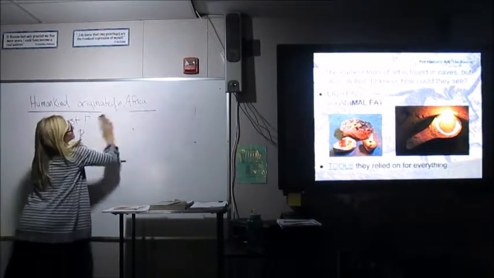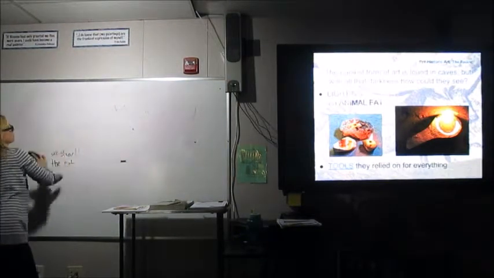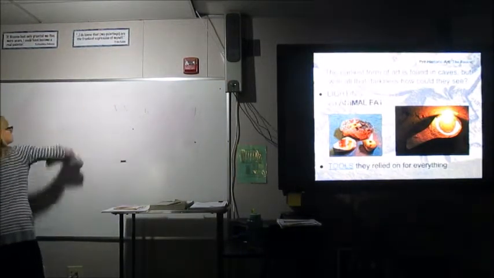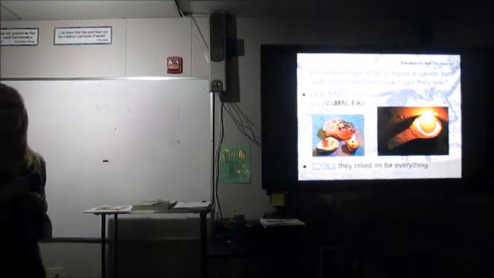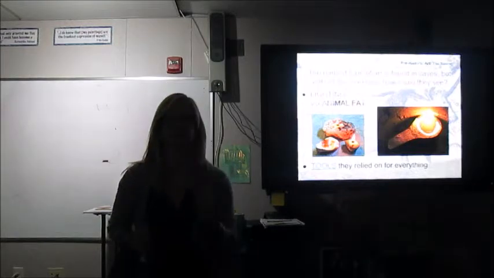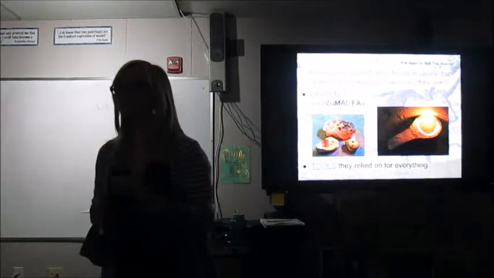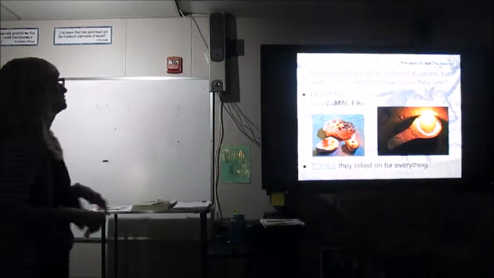So here's some interesting facts. What does that say? Someone go ahead and read that. The earliest form of art is found in caves, but with all that darkness, how could they see? Lighting via animal fat and fire. So as humans, since we started recognizing, and what was the word you used, Jack? Interpreting. We started designing. We've always been designers.